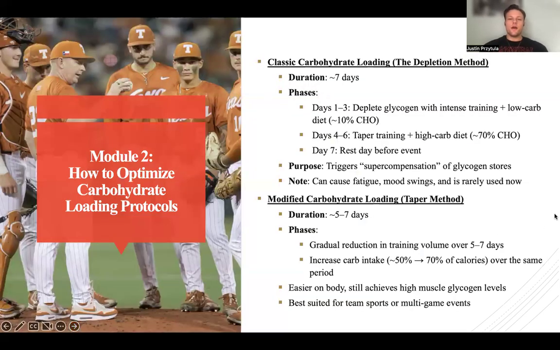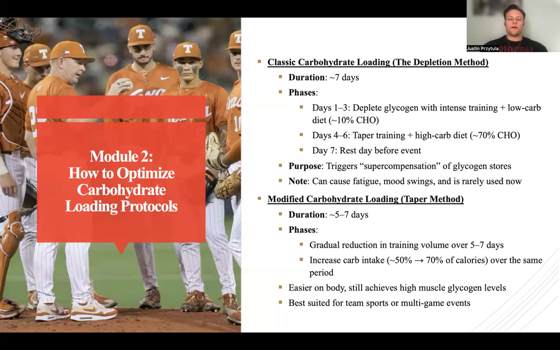The first one that we're going to look at is the classic carb loading method, or the depletion method. It lasts roughly 7 days and has 3 phases. Days 1 to 3 involve depleting your glycogen through intense training and a low carb diet, roughly 10%. Days 4 to 6 is where you taper your training and introduce a high carb diet of around 70% total carbs. And day 7 involves rest before the event. This is supposed to trigger super compensation of your glycogen stores. However, it can cause fatigue, mood swings, and adverse health effects if done improperly, so it is rarely used now.